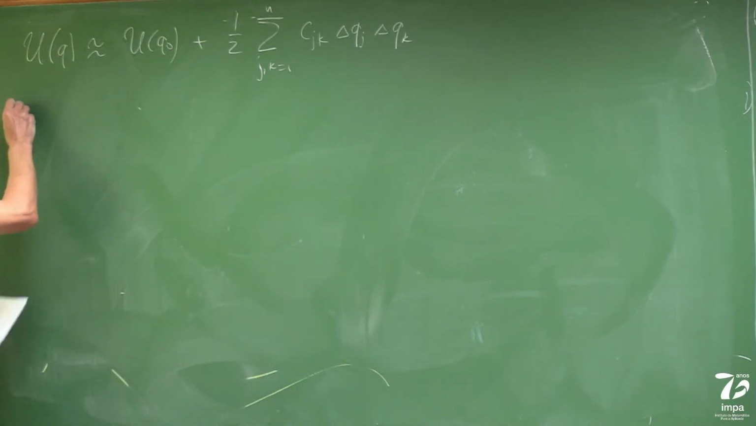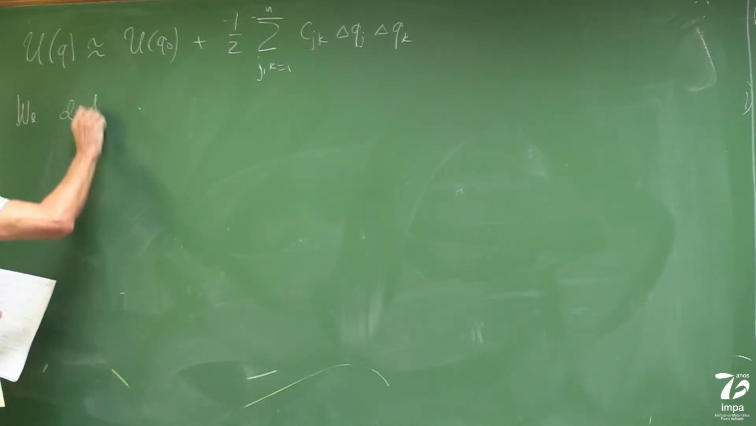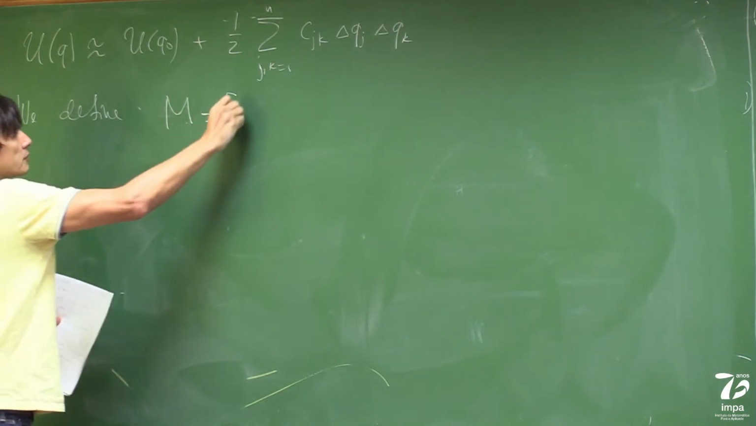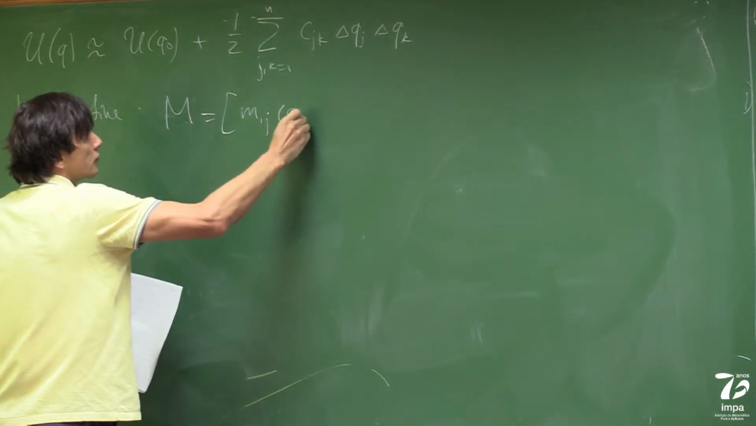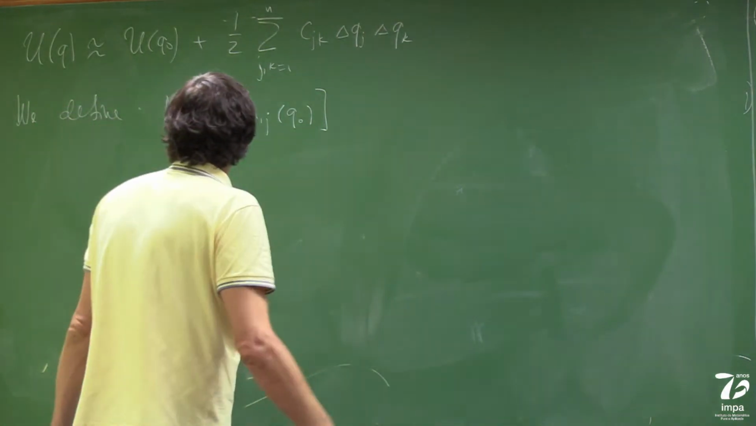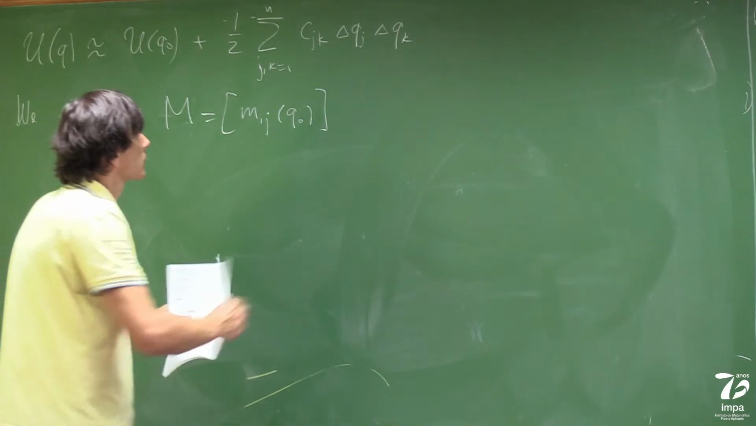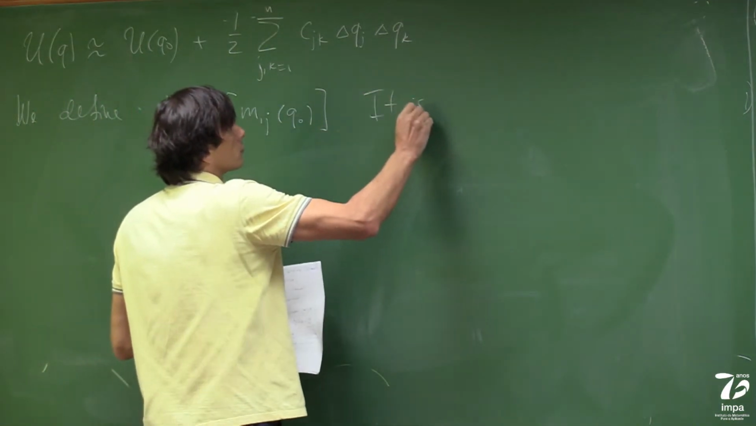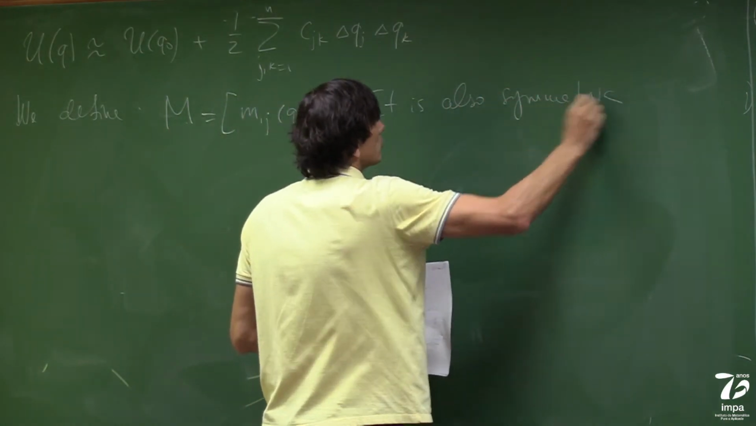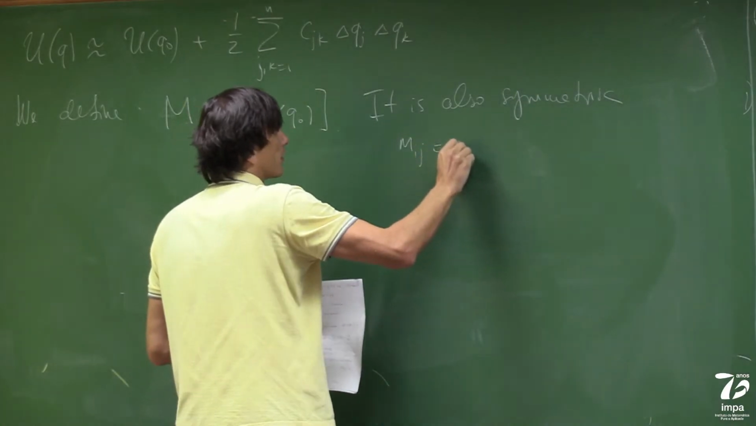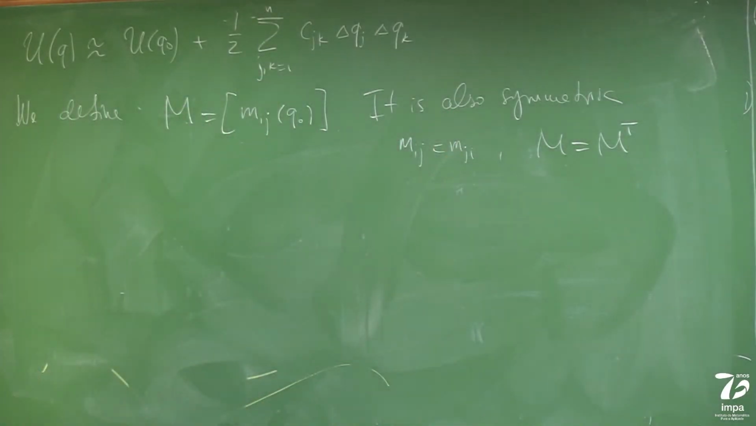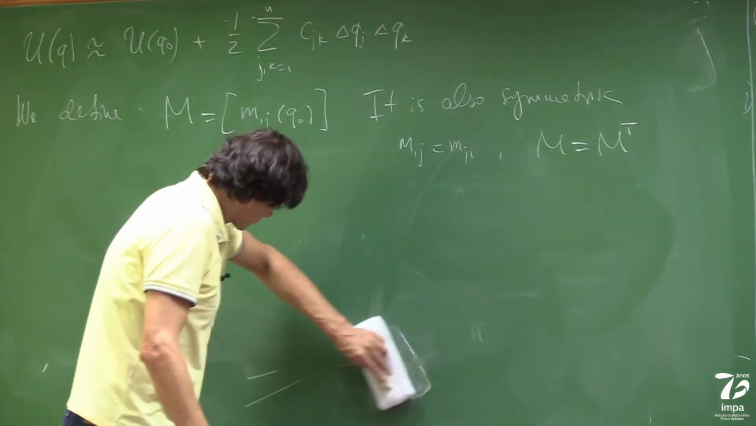And the second step, we also define the matrix M, which is a matrix of M_ij coefficients at the equilibrium. And this is also symmetric, because we know that M_ij equals M_ji, which means that the matrix coincides with its transpose. Okay, good.